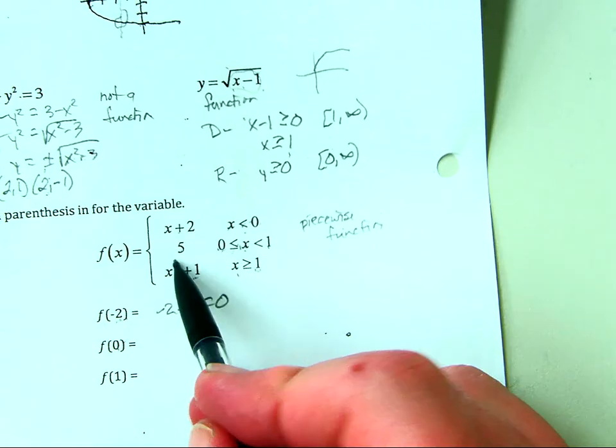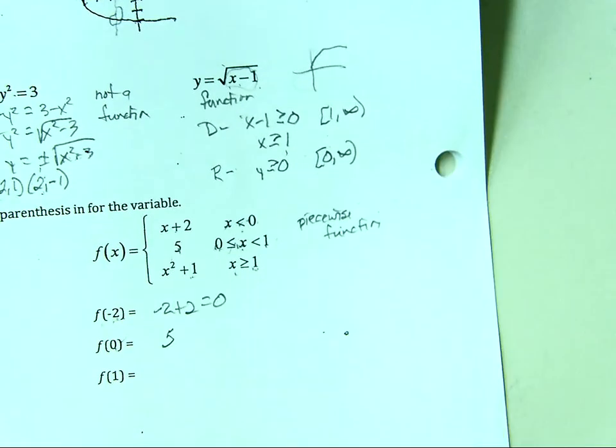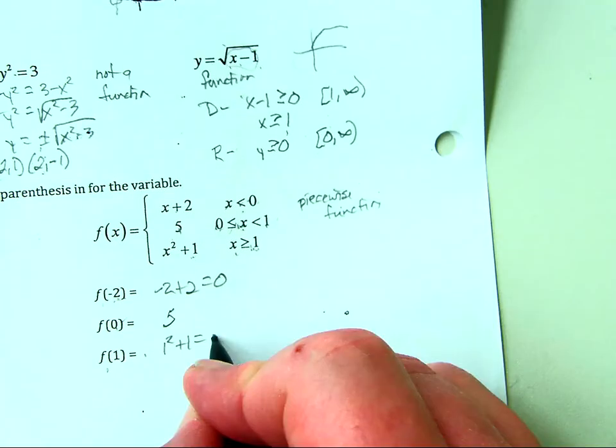Then this one, f of 1, well here x is greater than or equal to 1, so we're going to use this one, so we plug in 1, that's 1 squared plus 1 equals 2. That's how you do a piecewise function. You just plug into the appropriate one using the domain.